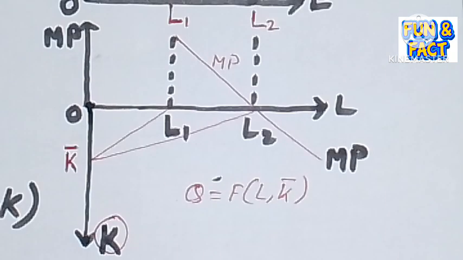To represent the constant level of capital, we can extend the diagram to the bottom of the marginal product diagram.